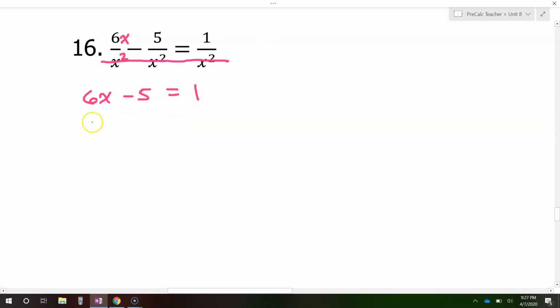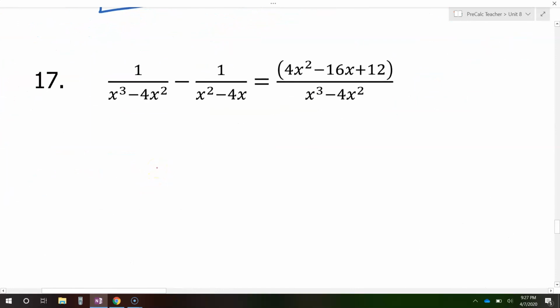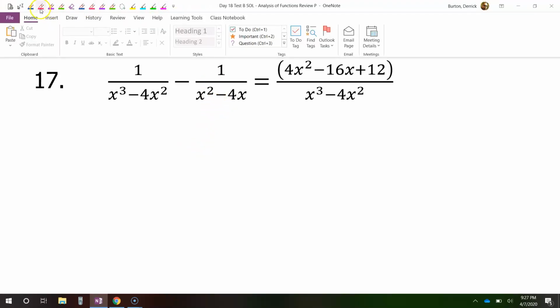So I'm going to add 5 to both sides, so that'll be 6x is equal to 6, and then I divide both sides by 6, and I get x is equal to 1. You should do a quick check and make sure that plugging this back into the equation does not give you any undefined values. But it's totally fine. You can plug in 1 and it doesn't cause any problems. So x equals 1 is the solution. That wasn't too bad. Let's move on to number 17. Each problem is getting a little bit uglier.